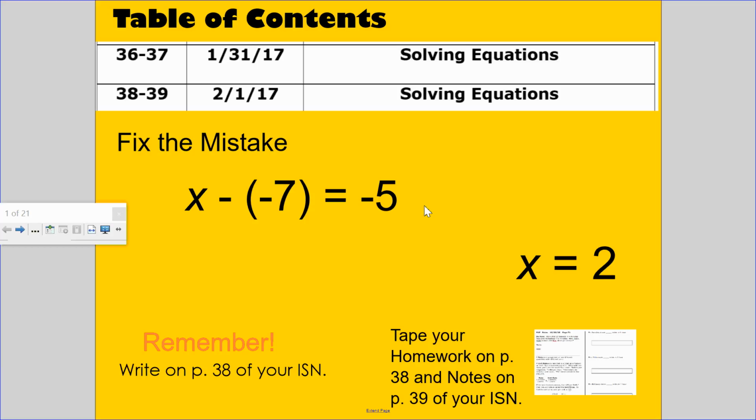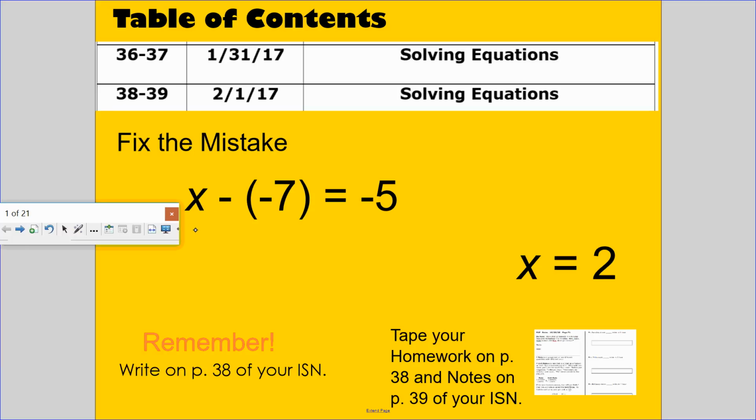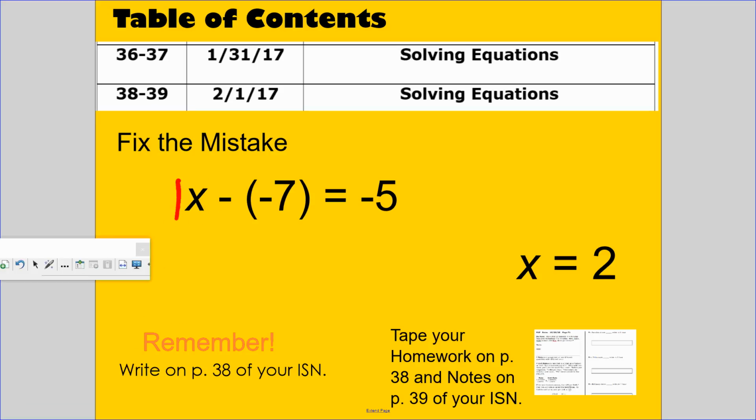We need to solve for x. So in order to do so, you need to isolate the variable x. So I see x right here, so I need to isolate this. What is the inverse operation of minus -7? The inverse operation is add -7. Add -7. So this cancels out.